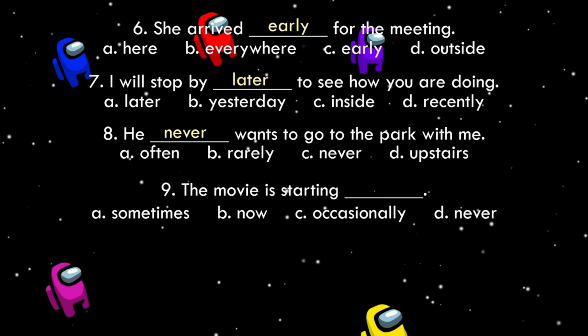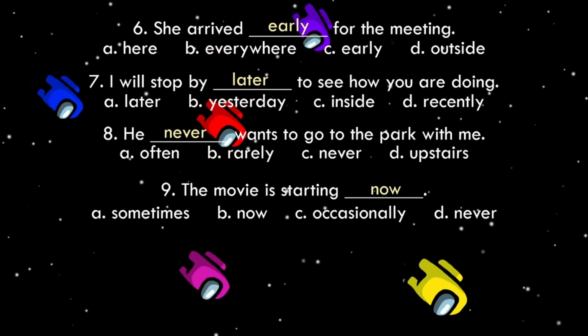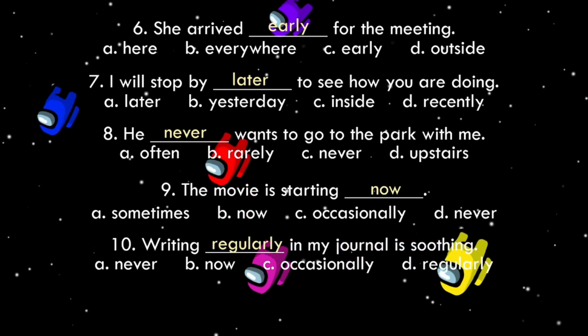You're right. It is B. Now. The movie is starting now. Number 10. Writing blank in my journal is soothing. A. Never, B. Now, C. Occasionally, D. Regularly. What do you think is the correct letter? Good job! It is D. Regularly. Writing regularly in my journal is soothing.